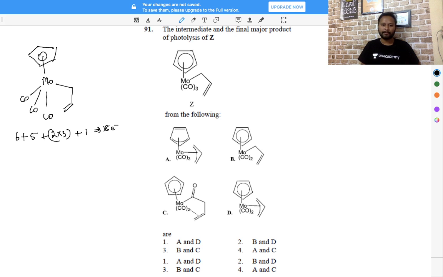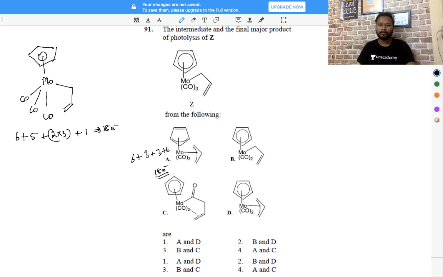Option number 1: you will get 6 from molybdenum, then 3 from this ligand, then 3 from this ligand because the hapticity is 3 over here, and you will get 6 from the carbonyls. So it's an 18 electron species, so it cannot be your intermediate. A cannot be your intermediate, that's what you can see.